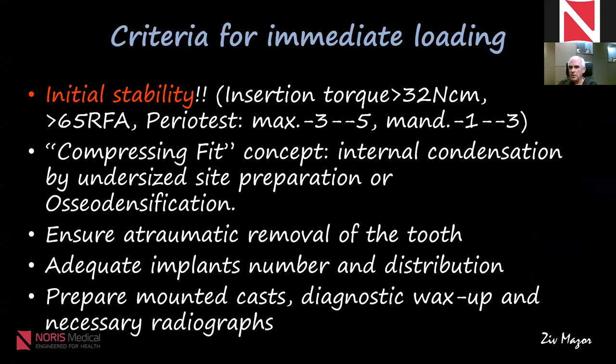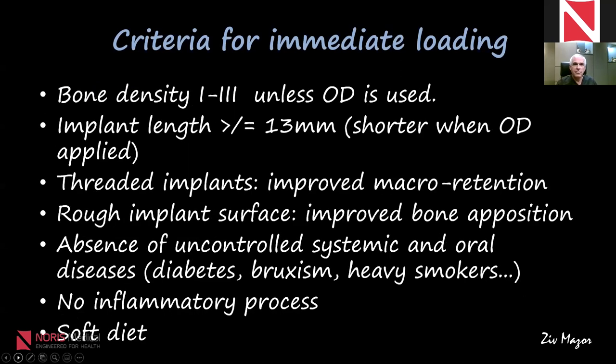What are the criteria for immediate loading? Of course, the initial stability, and we can measure that either by Periotest or Osstell, and those readings are equivalent to the stability of our implant. What we have done in the past, we did undersizing of the osteotomy. Today, we are doing osseodensification. We have, of course, to ensure atraumatic removal of the tooth. We need to place an adequate number of implants and distribution for immediate loading. And of course, we have to clean the case properly. Prepare mounted casts, diagnostic wax-ups, and of course, necessary radiographs.